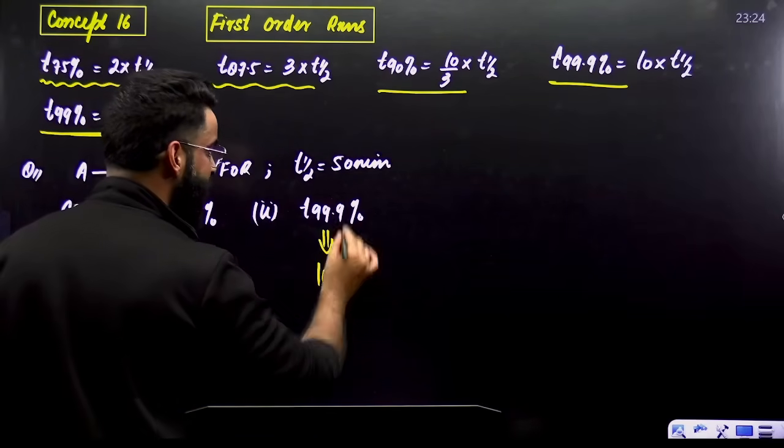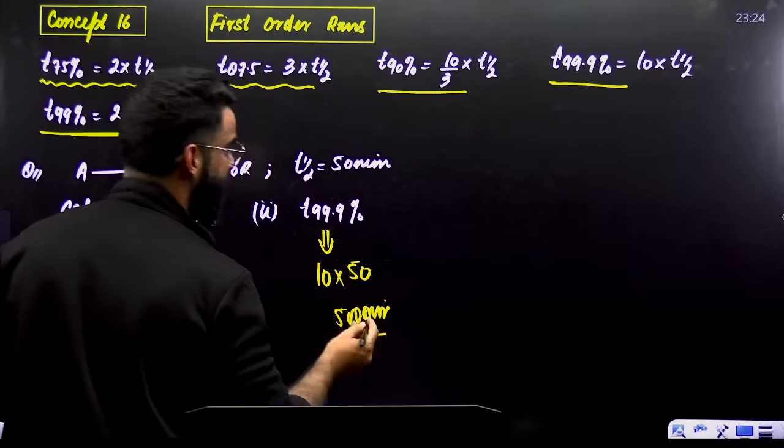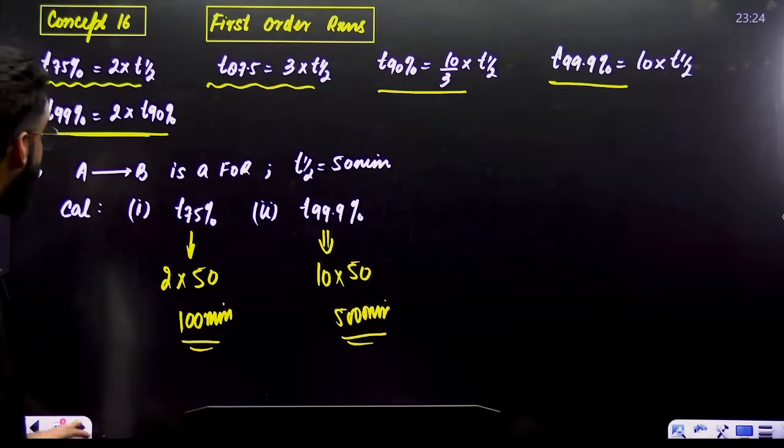Time taken to complete 99.9% of the reaction is nothing but 10 times half-life. So 10 into 50 comes out to be 500 minutes. So these sort of questions, anything can be asked out of these. So remember these values directly. Perfect. This will be very beneficial for you.